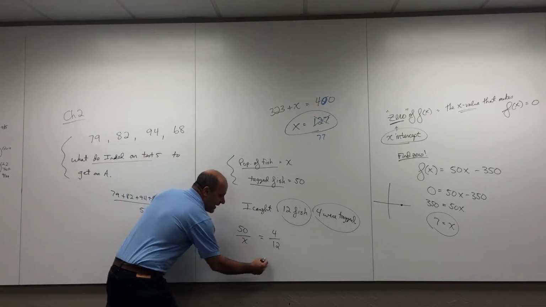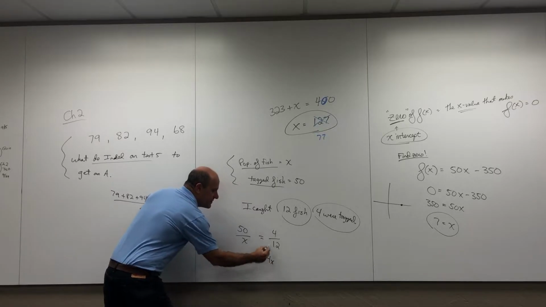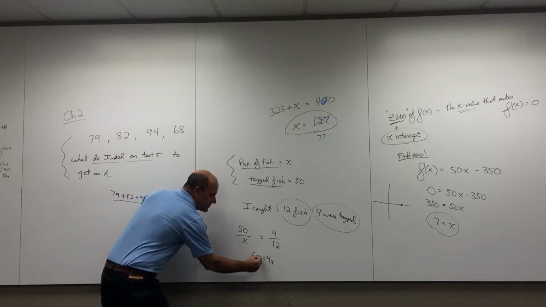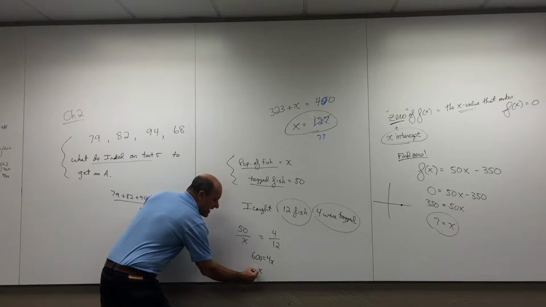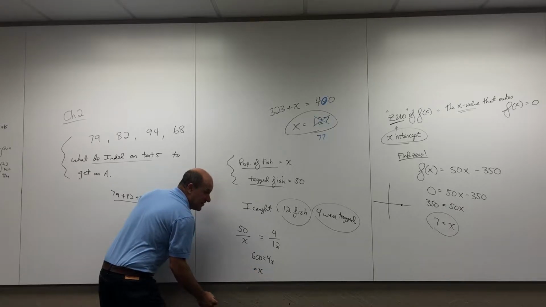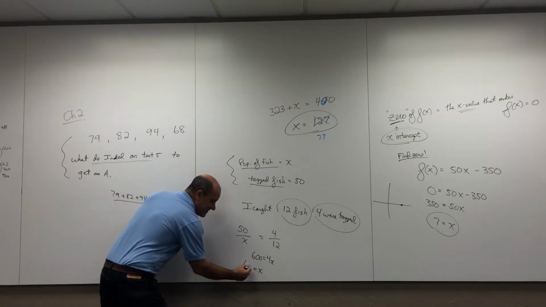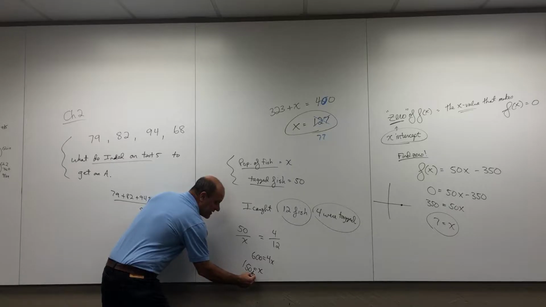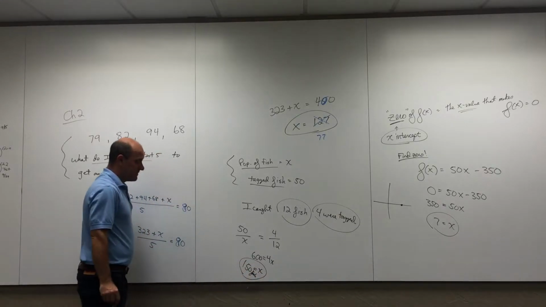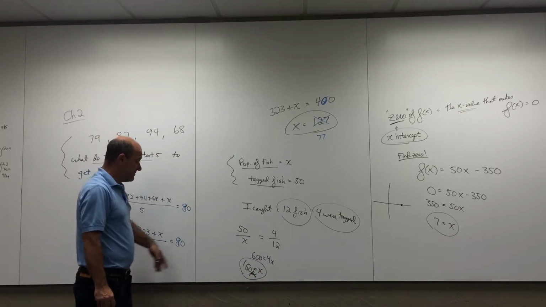That's one way to do it. Anyway, I saw this in the homework, so I share it with you. That's 4x equals 600. Divide by 4, and x is 150 fish. 150 fish total in the lake.